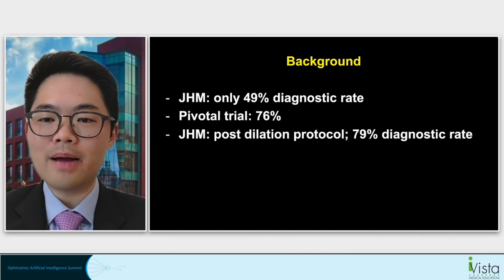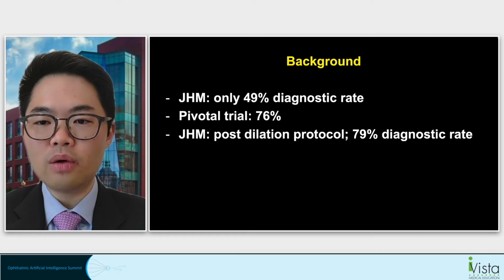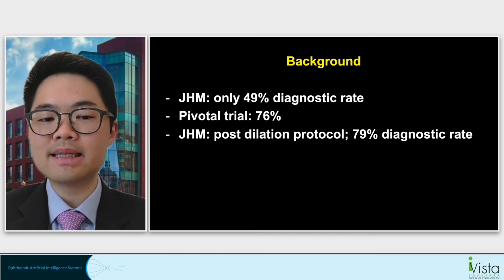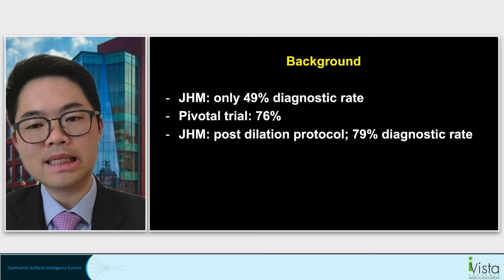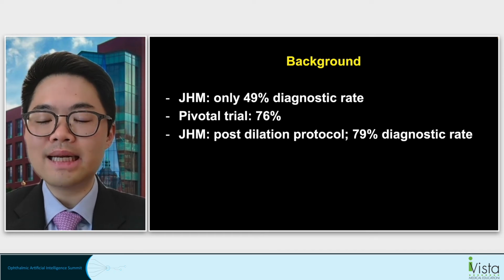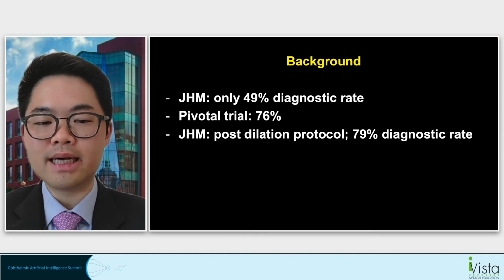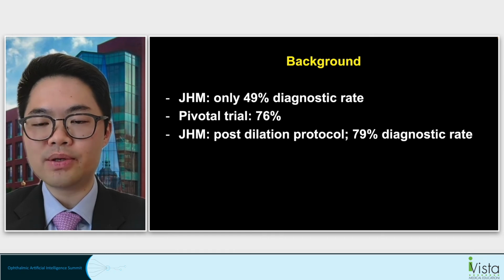So we ran the program for a few months, and to our surprise, we had a very low diagnostic rate of only 49%. We suspected that such a low diagnostic rate was due to the fact that these patients were not dilated. And to adjust for that, we started dilating patients after they failed those first screening tests. And our diagnostic rate did improve from 49 to 79%.